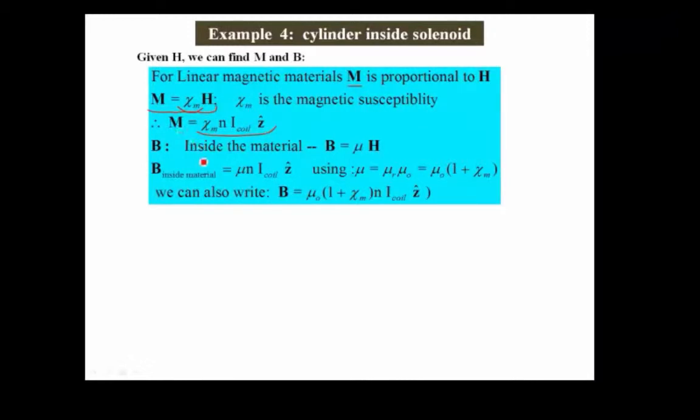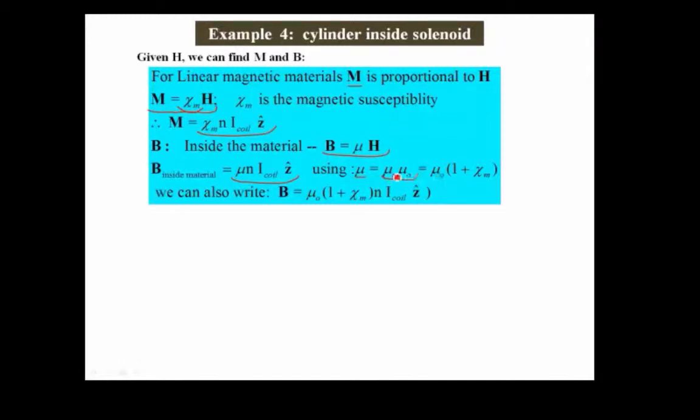If we now go inside the material, we have the relationship that B is equal to mu times H, and so we look at what mu is. We put that first in the equation for B, so we have B times H here, and realize that mu is equal to the relative value of mu times mu 0.